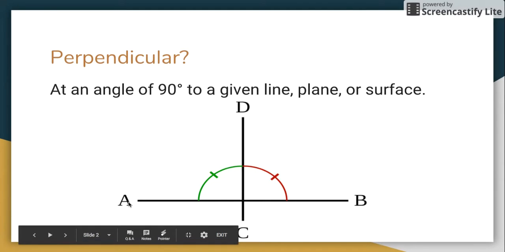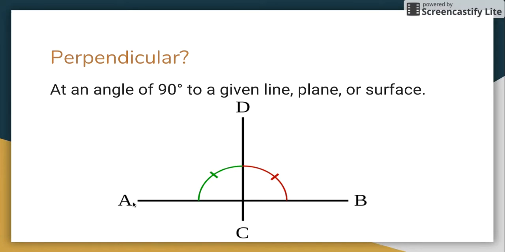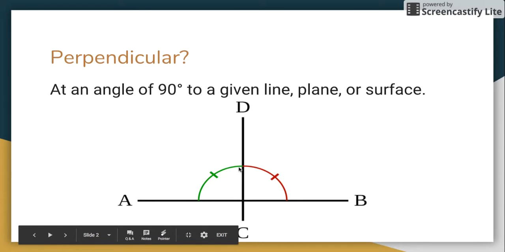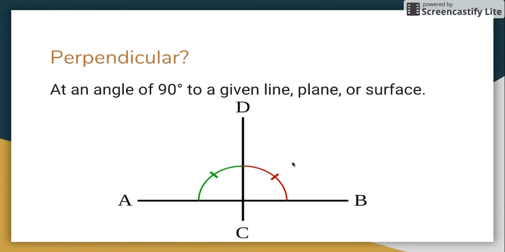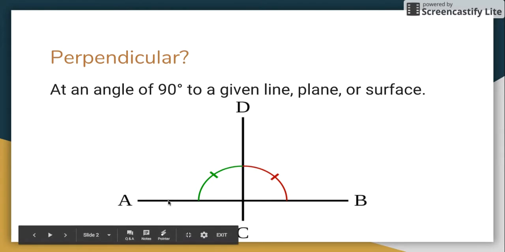Now see the line segment between the points A and B, and another line segment between the points D and C. Now, the line segment between the points D and C is perpendicular to the line segment between the points A and B. And evidence for this is that these two angles right here are congruent to each other, which makes this a 90-degree angle.